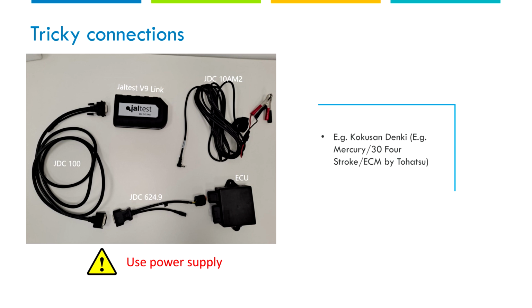As we can see here, this is the combination that we must follow in order to connect to the electronic control unit. We have the specific cable, the JDC 100 that will go to our Jaltest link, Jaltest V9 link in this case. And after that, we have this JDC 10A and 2, that the connection will go here, connected to this cable, and the clamps will go to the battery. Okay, this is very easy to understand how this connection works.